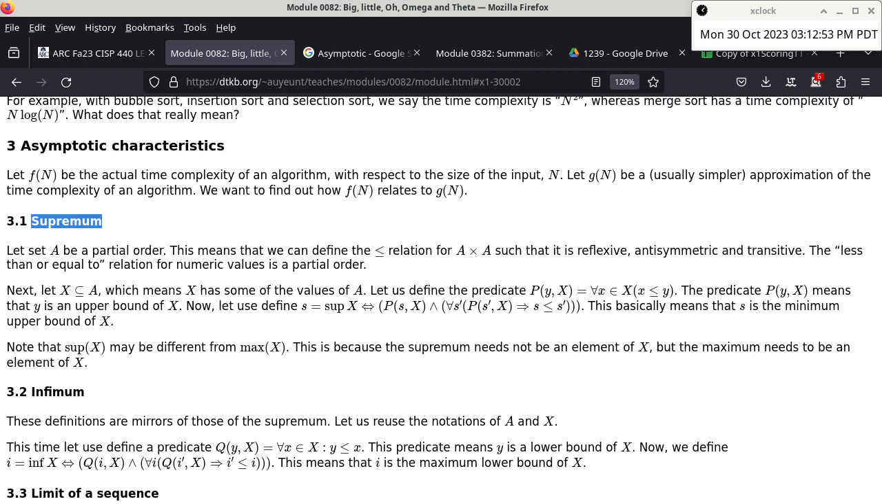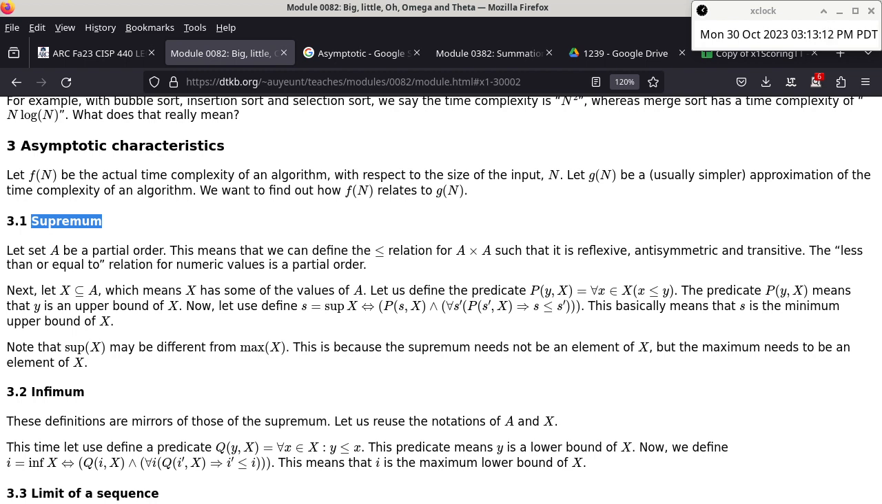anti-symmetric. So you have to look up what is anti-symmetric. It is one of the trickier qualifications of a relation. So you have to look it up, and I'm just going to tell you that less than or equal to is anti-symmetric. Okay. The third one is transitive.